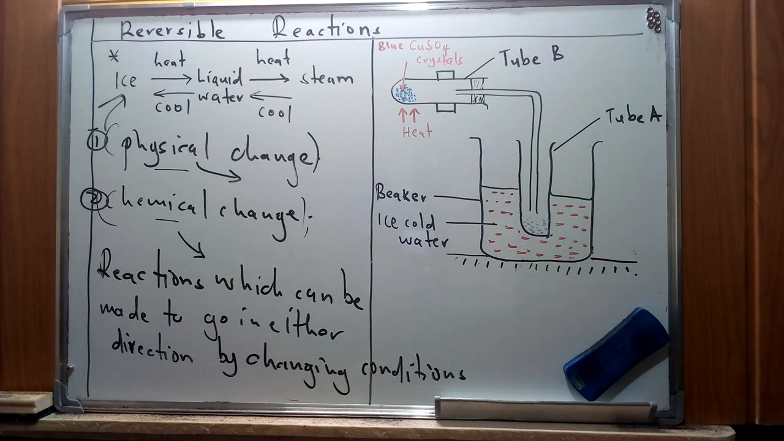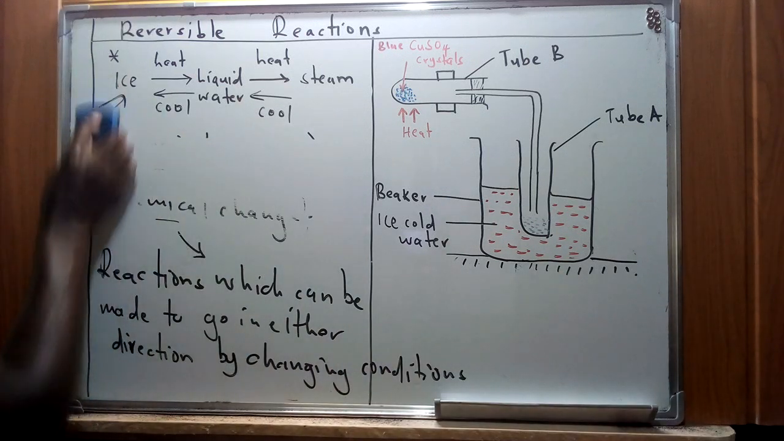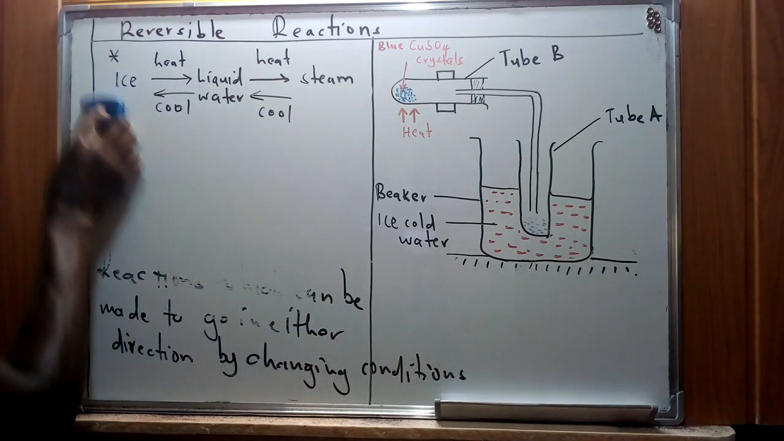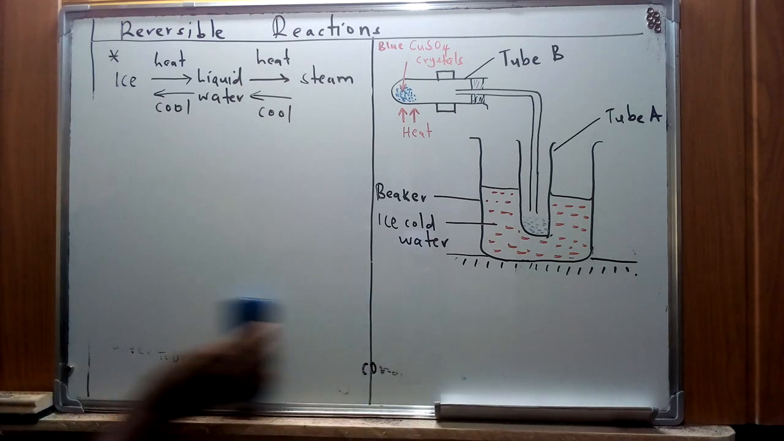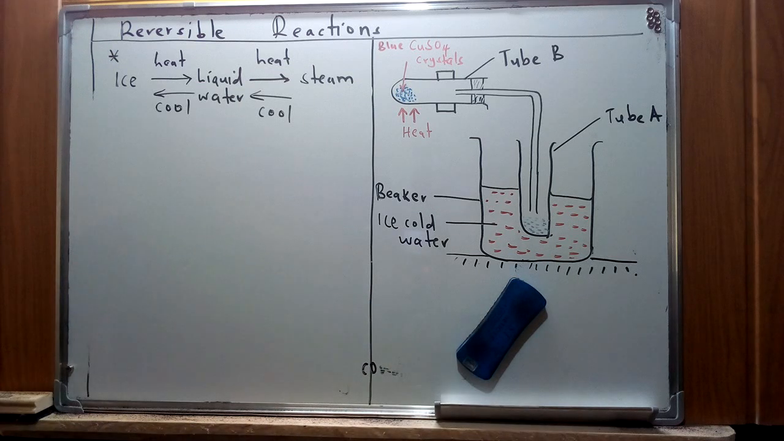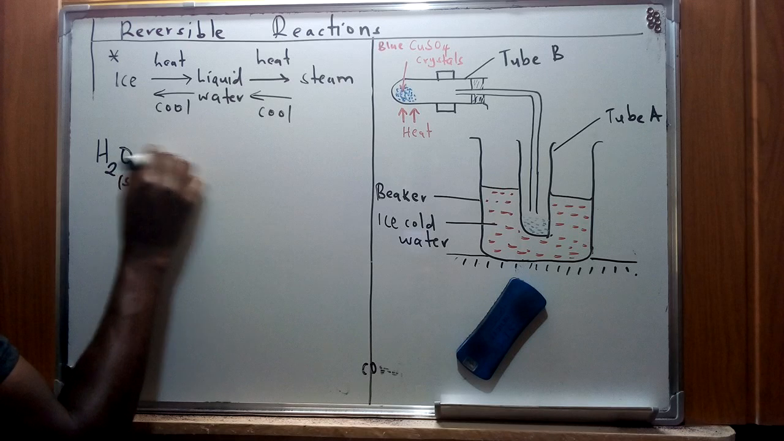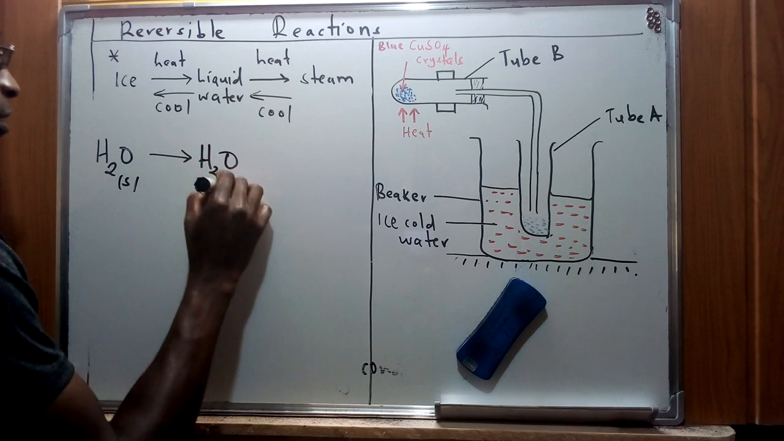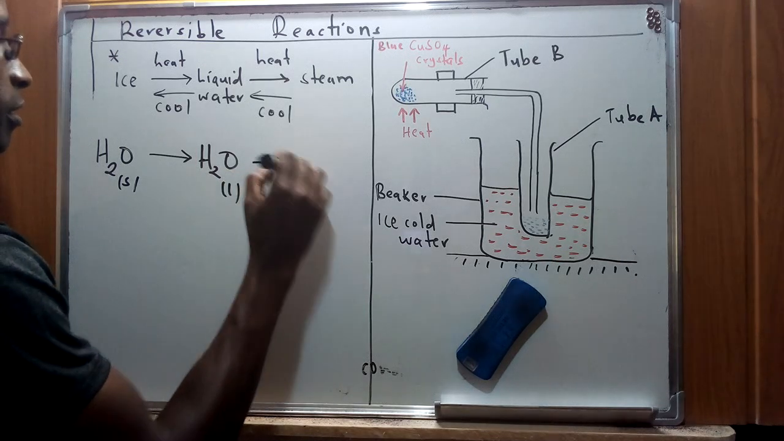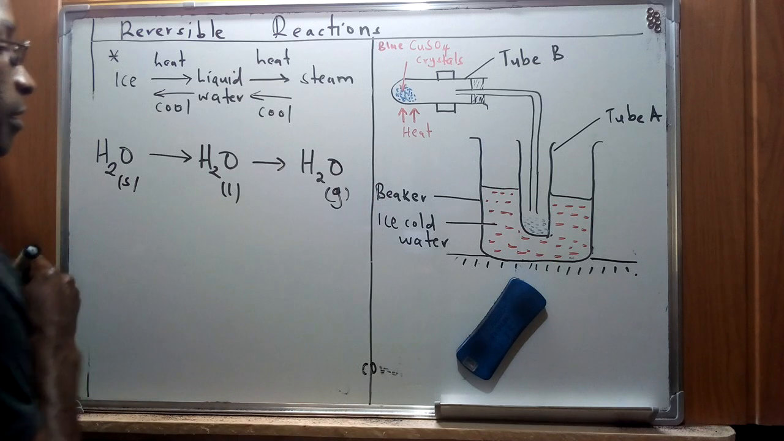Now we're going to give an example of a change that is going to entail a chemical change. Now that we have given an example of water, this is a word equation for the physical change of ice to liquid water to steam. That can be given in the form of an equation whereby we have water in the solid state, which is ice, forming water in liquid state, which is liquid water, and then water in gaseous state, which is steam.